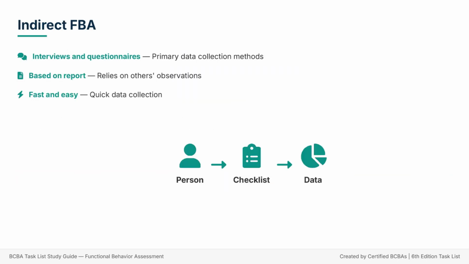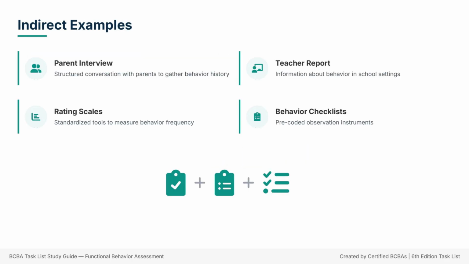Indirect FBA involves gathering information through interviews, rating scales, and questionnaires. It relies on the verbal report of others, rather than direct observation. Because of that, it is fast and efficient, but also less reliable. From an exam perspective, if the data comes from what someone says happened, rather than what was directly observed, that is indirect assessment. For example, a parent describing behavior patterns, a teacher completing a rating scale, or a checklist summarizing behavior frequency. These tools can give us useful hypotheses, but they are not sufficient to confirm function. So think of indirect FBA as a way to generate ideas, not prove them.